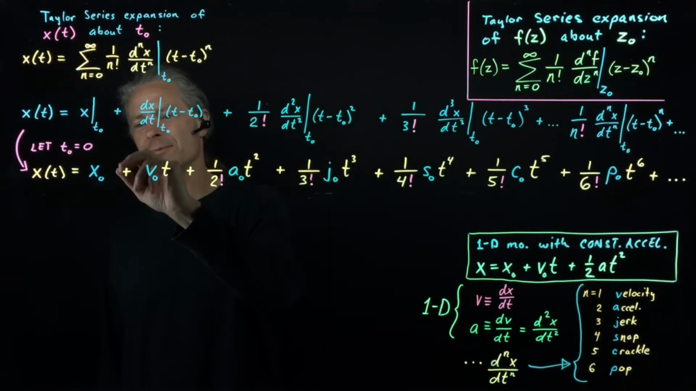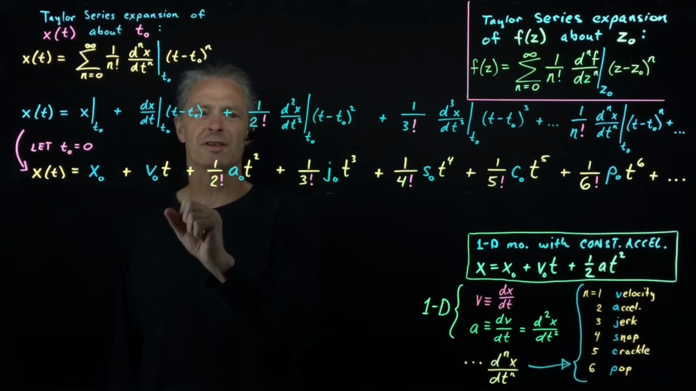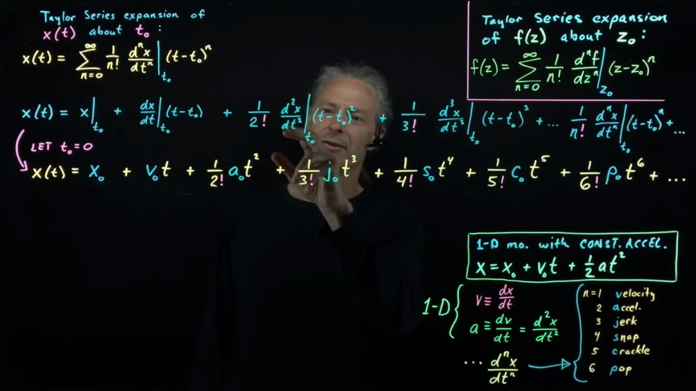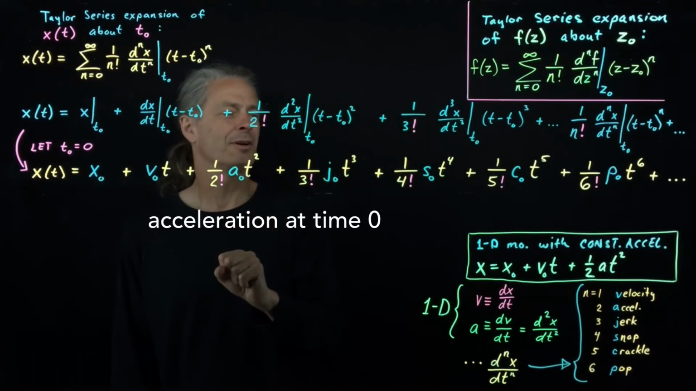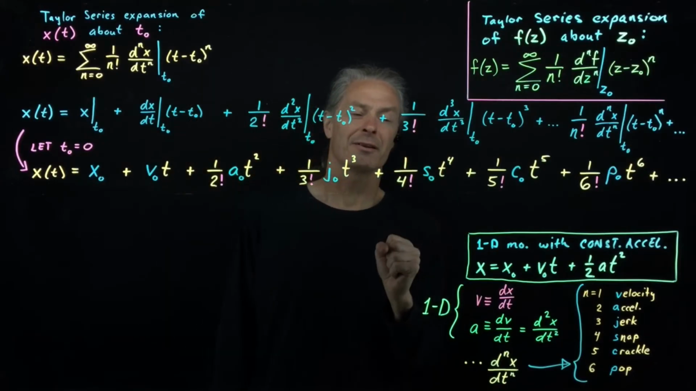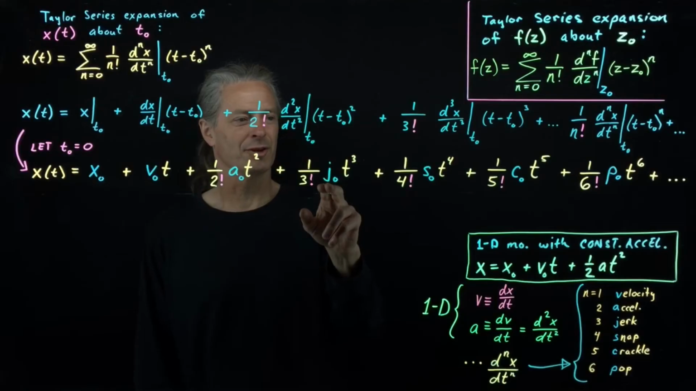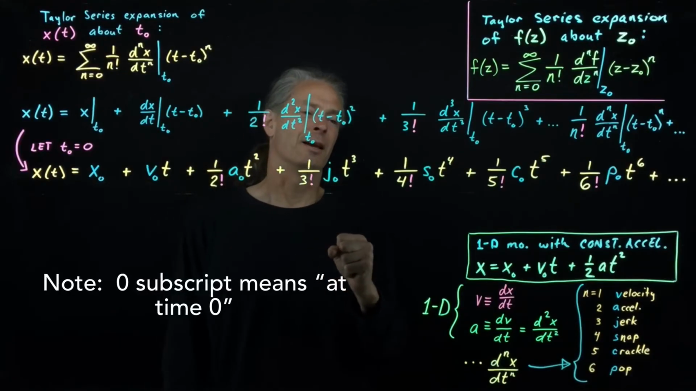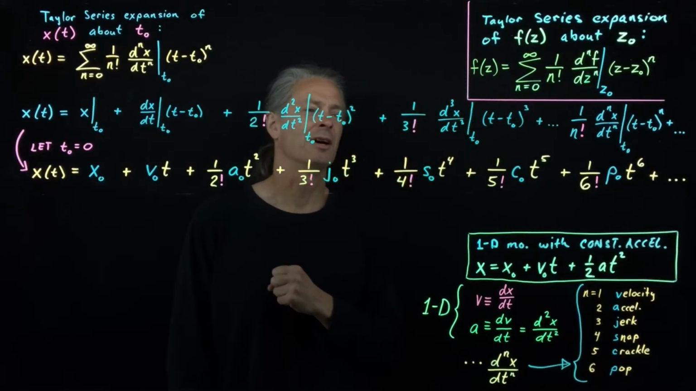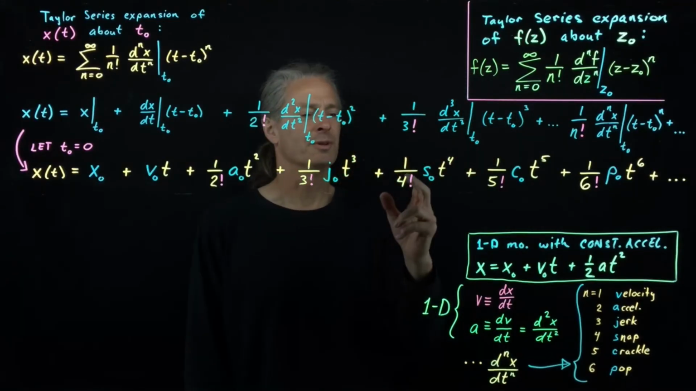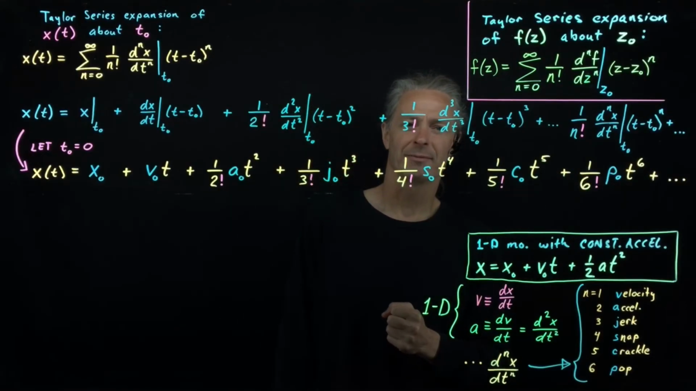Meanwhile, x at time 0 is just x sub 0. dx dt at time 0 is v sub 0. The second derivative of x with respect to time at time 0 is a sub 0. The third derivative of x with respect to time at time 0 is j sub 0, the jerk at time 0. And the fourth, fifth, and sixth derivatives of the position with respect to time at time 0 will be the snap, crackle, and pop at time 0 respectively.